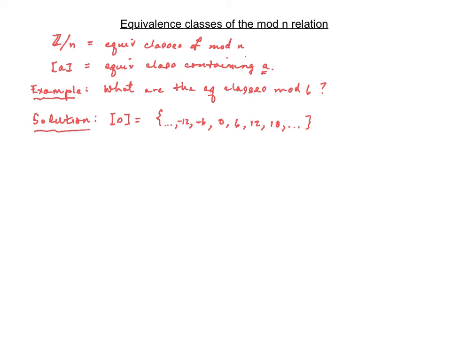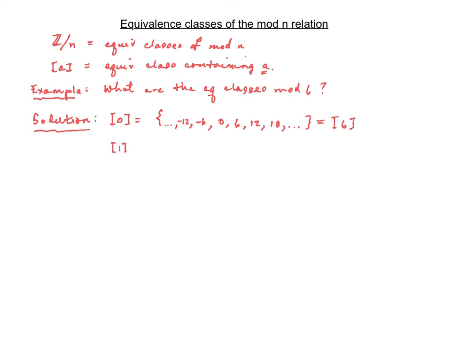Now we could just as easily have written this. This is also the equivalence class that contains the number 6. But here, we're going to choose 0 to be sort of our team captain, our representative of this equivalence class.